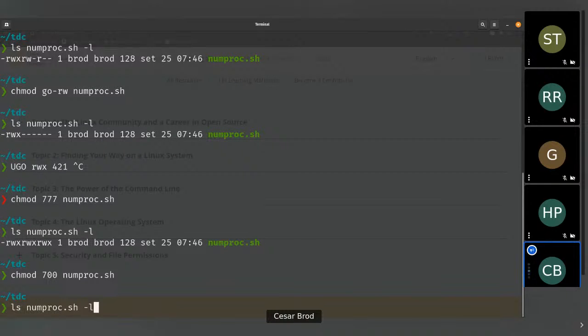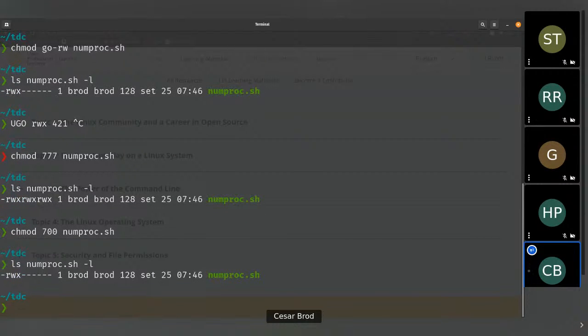Let's take a look at that again. So there you go, exactly what we wanted. And this is something that for students, most of the time it's difficult to understand, because we are not used to the binary format of this kind of thing.